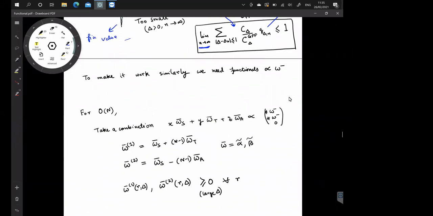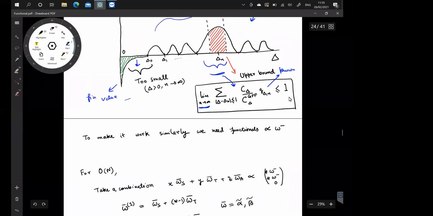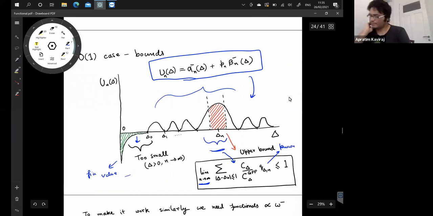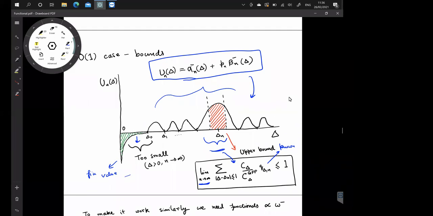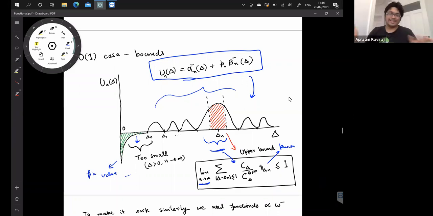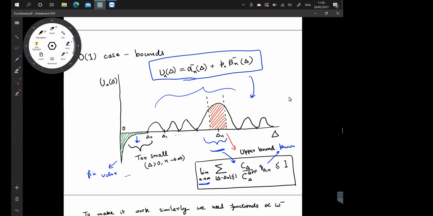Apratim? Yes. So this delta n is some particular n, right? So this delta n here is not a particular n. When you choose these two functionals, alpha n and beta n, they carry an index n. And you can do this for any n. But when you set n to be very large, this whole plot simplifies. I see. Okay. All right.